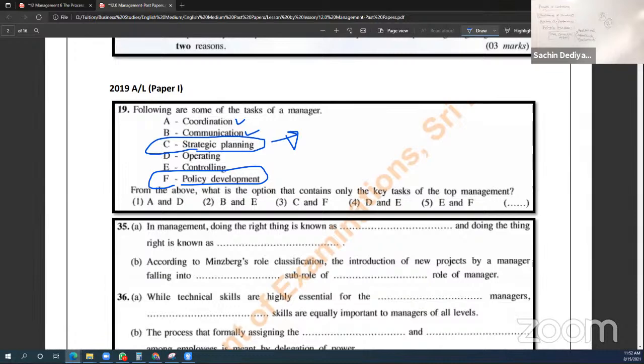They also perform coordination, communication, controlling, operating, but above everything, they only take part in strategic planning and policy development, right? So which is C and F, number 3.